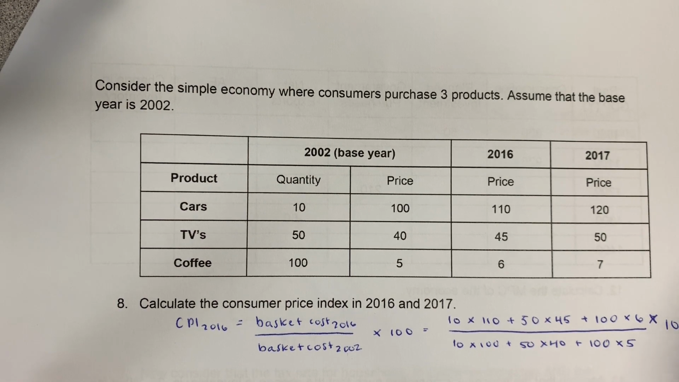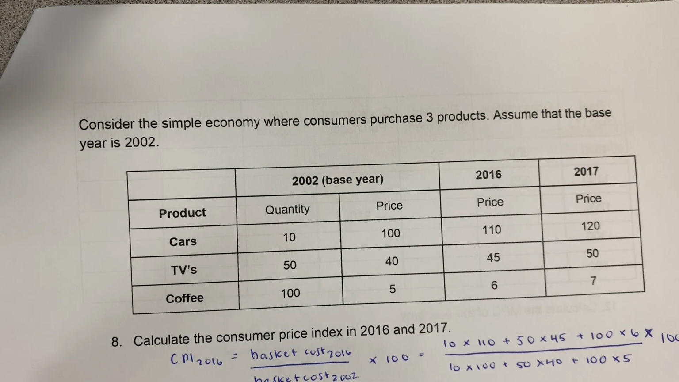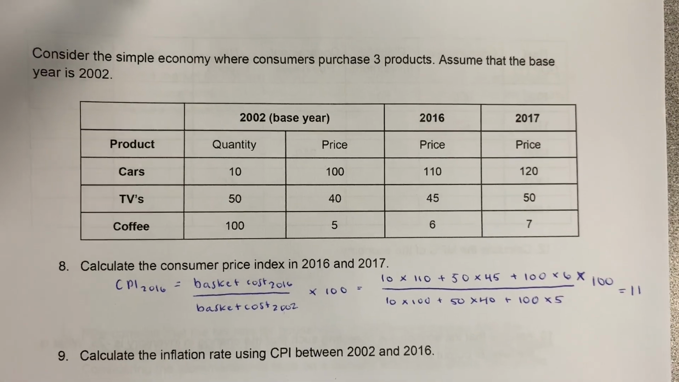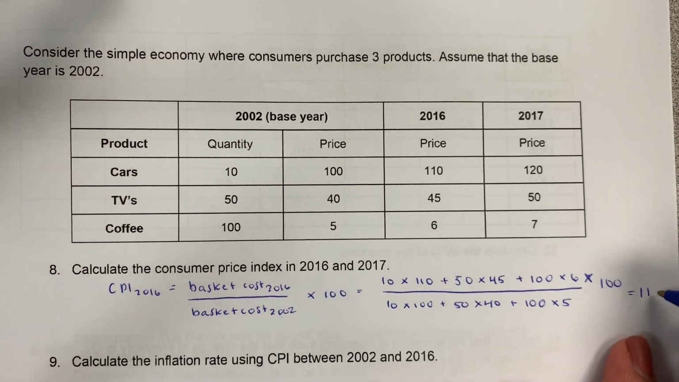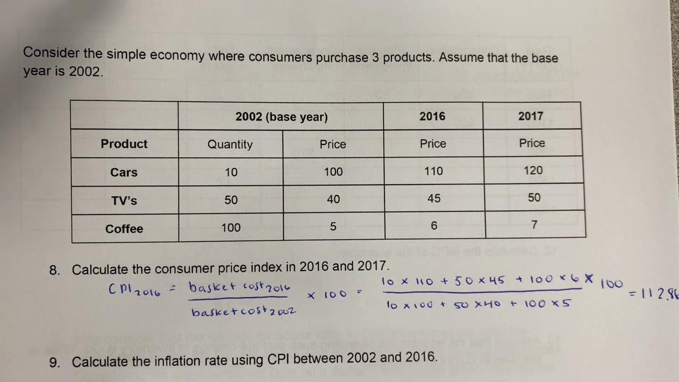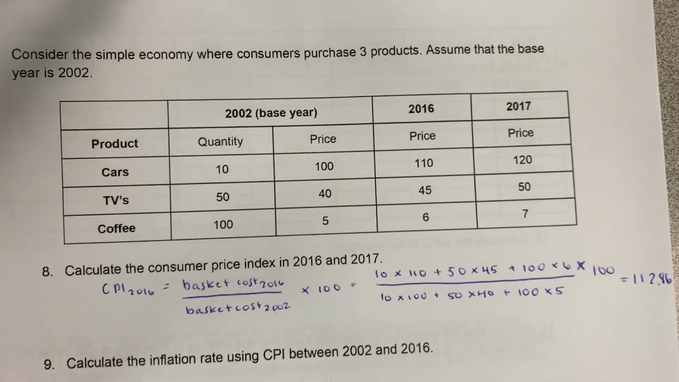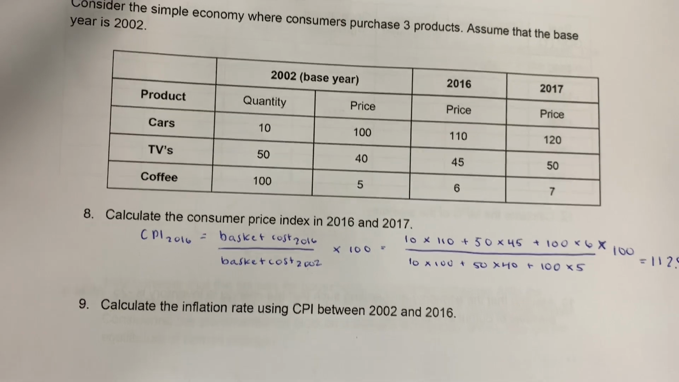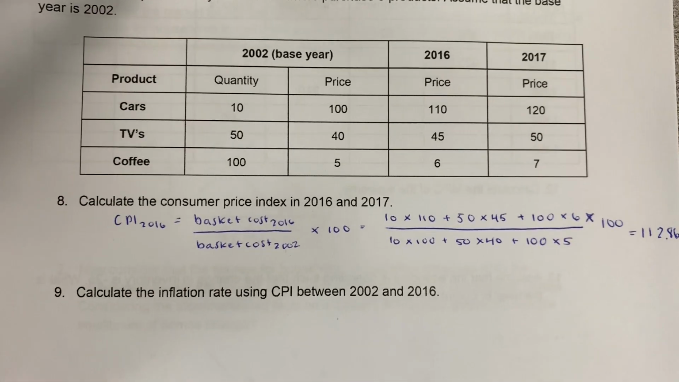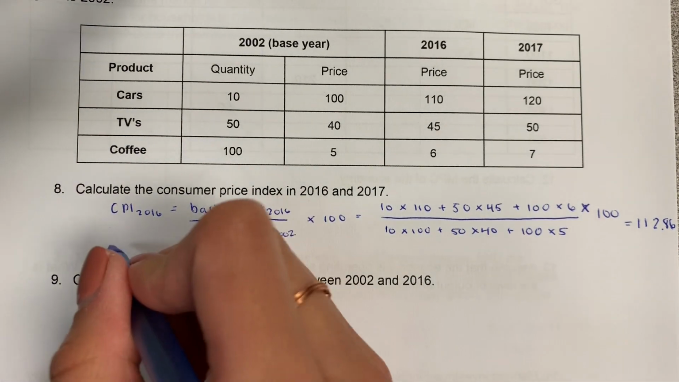So when you calculate that out, I've done it in advance. This gives us, let me move it a little bit to the side. I realized you can't see that. There we are. This is 112.86. So we're going to repeat the process for 2017. Let me just move this up real quick. There we go. So now we're going to do the CPI.